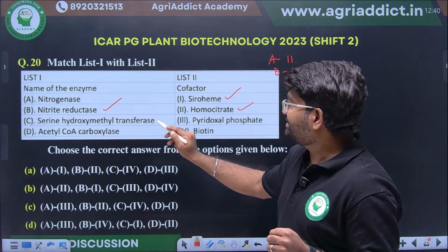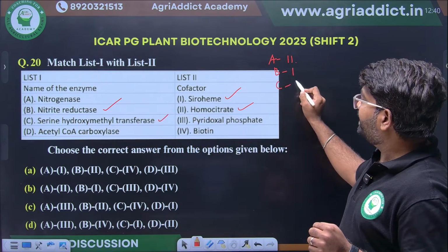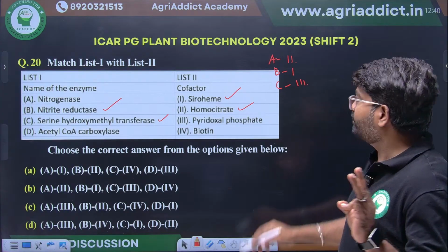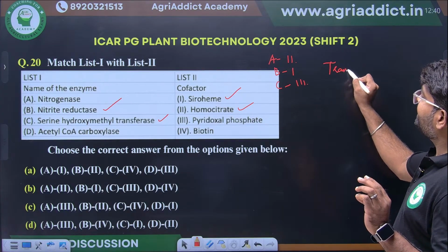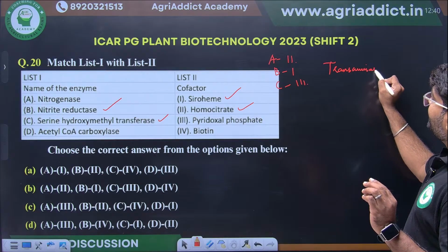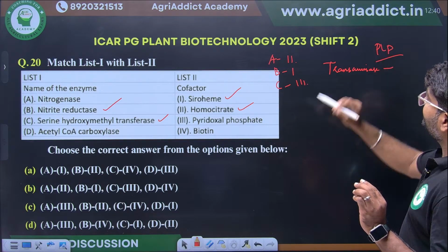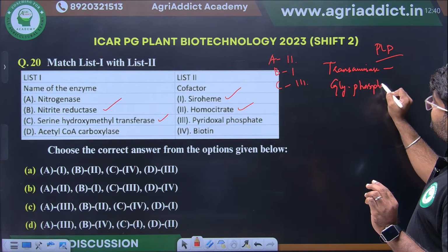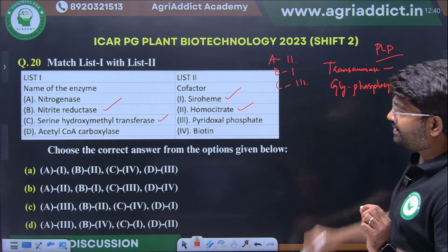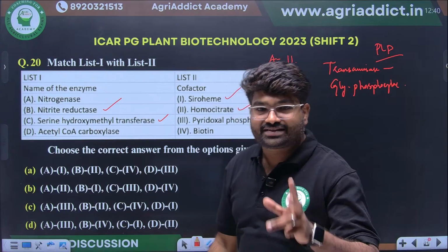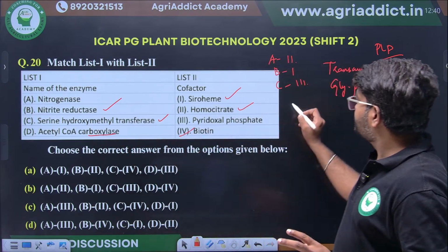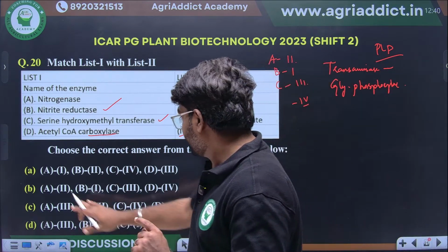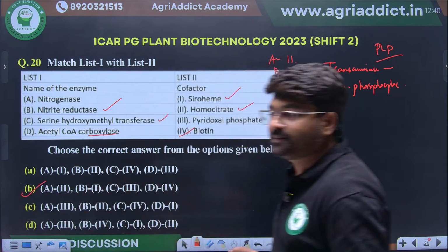Serine hydroxymethyltransferase is a PLP requiring enzyme. Transaminase also requires PLP as a cofactor. Then glycogen phosphorylase also requires PLP as a cofactor. The carboxylation reaction primarily requires biotin. So 2, 1, 3, 4. Very good. So option A will be the right option.